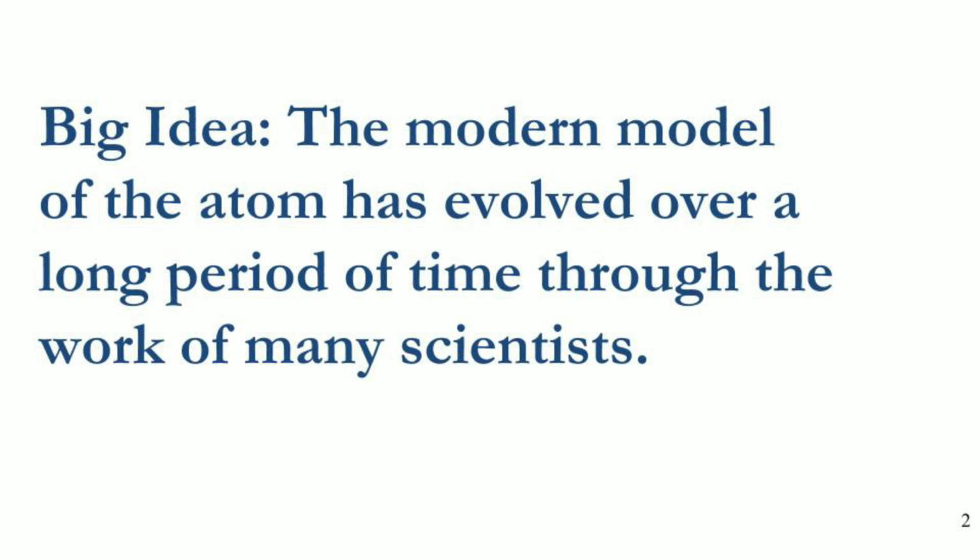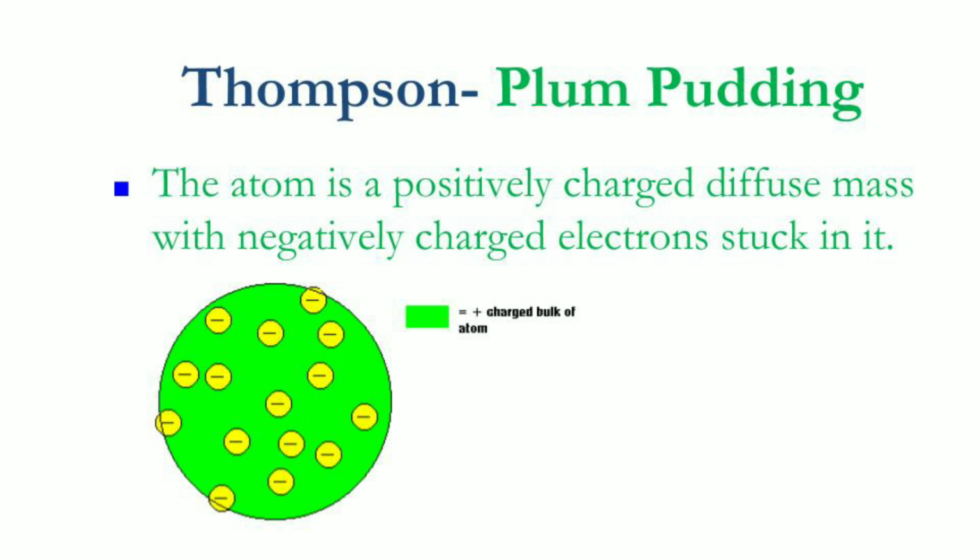Recall that this is part 2 of a 3-part series where we are exploring the big idea that the modern model of the atom evolved over a long period of time through the work of many scientists. In lesson 21, we ended with Thomson's plum pudding model. Thomson understood that atoms were neutrally charged because they are not attracted or repelled to other atoms. But he believed that this neutrally charged particle had negative pieces, which we now call electrons. And these electrons were embedded in a diffuse positive goo.